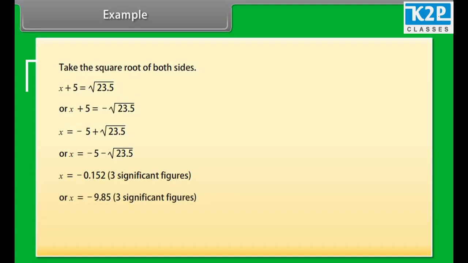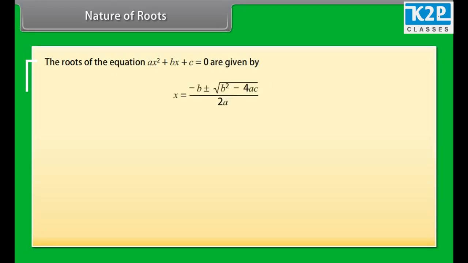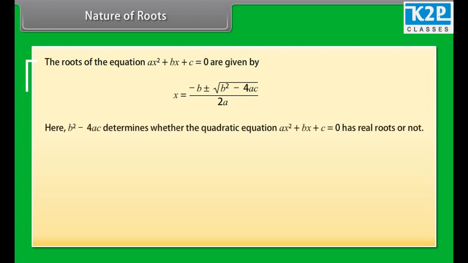Nature of roots. The roots of the equation ax² + bx + c = 0 are given by x = (-b ± √(b² - 4ac)) / 2a. Here, b² - 4ac determines whether the quadratic equation ax² + bx + c = 0 has real roots or not. b² - 4ac is called the discriminant of the quadratic equation.